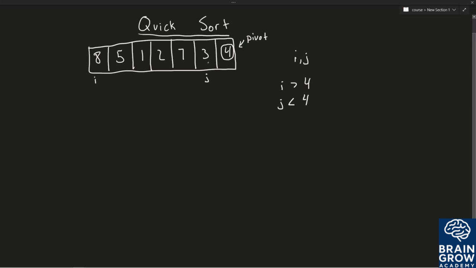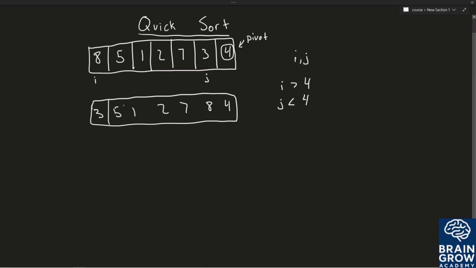Well, luckily, we actually don't have to look too hard to find that. So we see we have i, which is a greater value than our pivot, and we have j, which is a value less than our pivot. So what we're going to do here is swap these values. So now we have 3, 5, 1, 2, 7, 8, and 4. So this is going to be our new array currently.